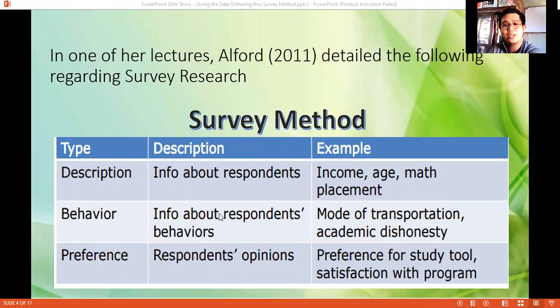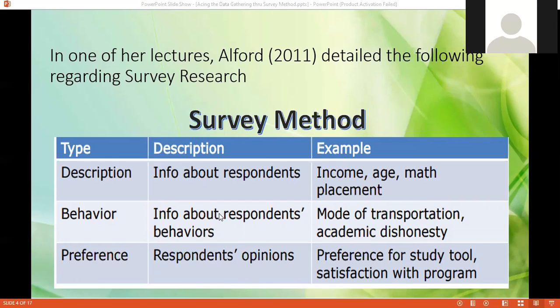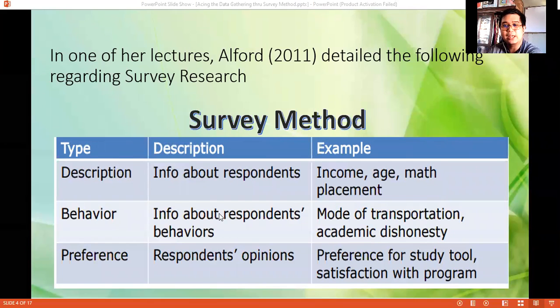Mr. Morin, can you give an independent variable that was not mentioned? Do you have other independent variables that were not mentioned yet? Sex po. Okay, we have sex or gender. So, the second one is behavior: information about respondents' behavior.